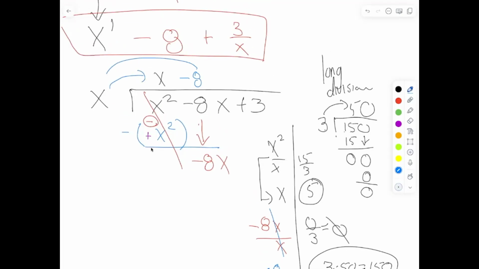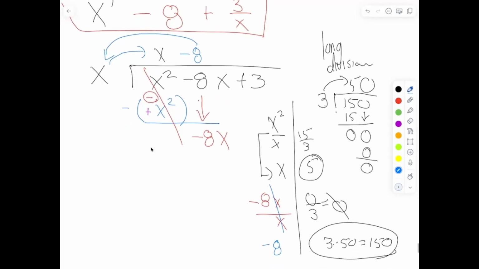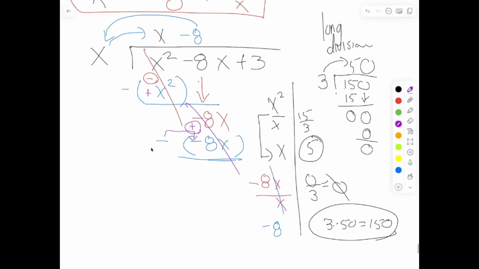What is negative 8 times x? Negative 8x. I have a negative outside. A negative and a negative is a positive. This cancels out. I'm left with a 0. I bring down the 3.